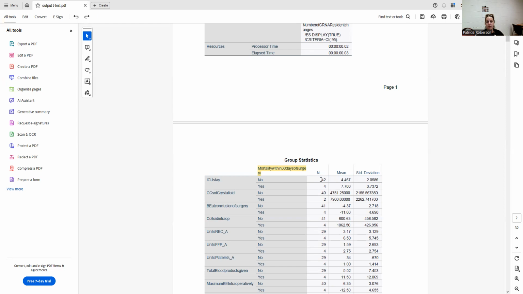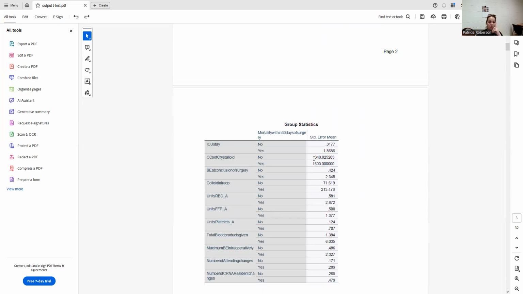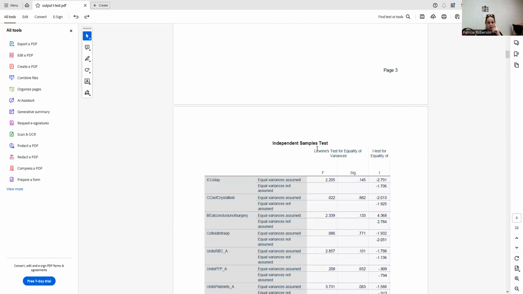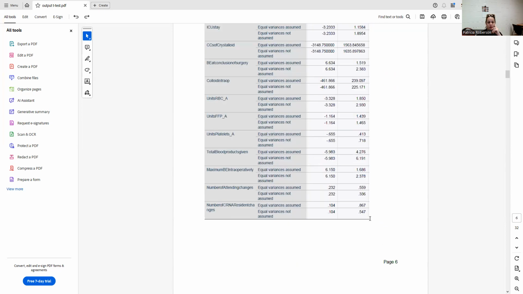And then for those who did not, those 42, their mean was 4.4, and this is the standard deviation for them. Okay, so then the second half of that table is just the standard error of the mean. We don't really need that. So the next table is divided, I think, across 3 pages, which is very annoying.